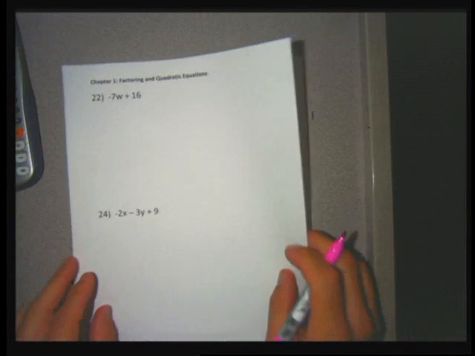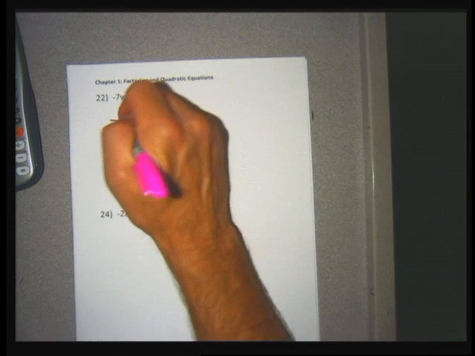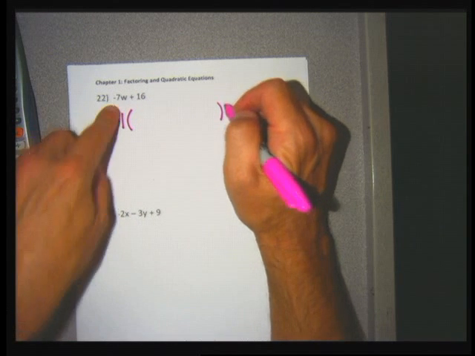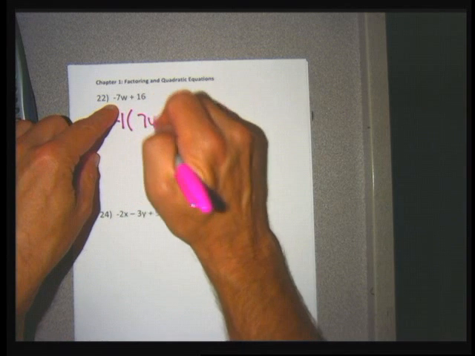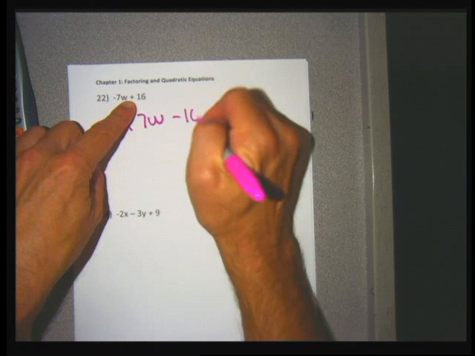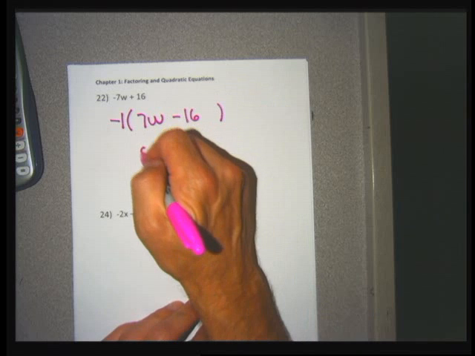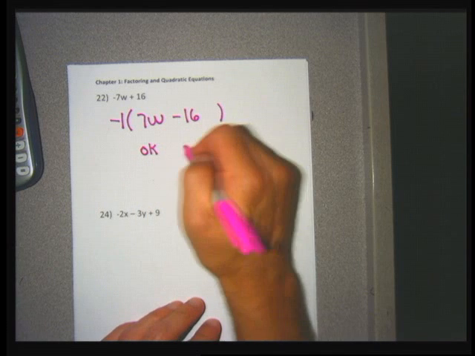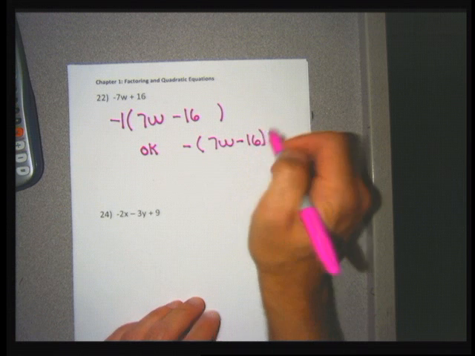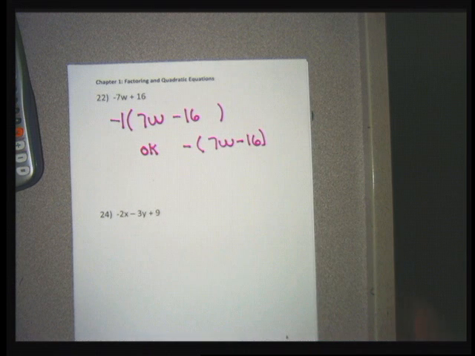So I should be able to do 22, 24, and 26 quick because there's not much to them. So I'm going to write a -1 to the left of a parentheses, inside the parentheses the opposite. The opposite of -7w is +7w. The opposite of +16 is -16. Again, it would be okay and possibly better if I wrote -7w minus 16. That would still satisfy the instructions of factoring out a -1.